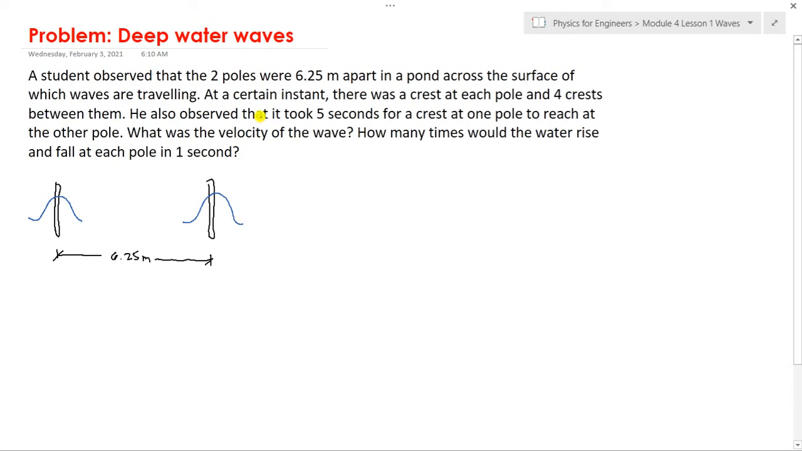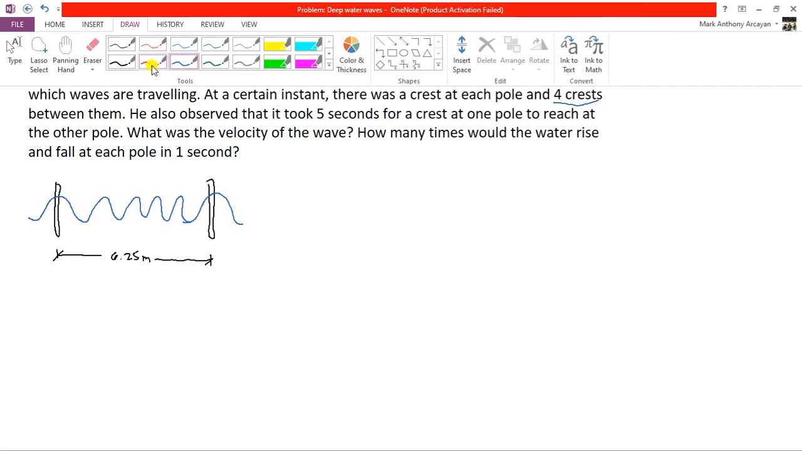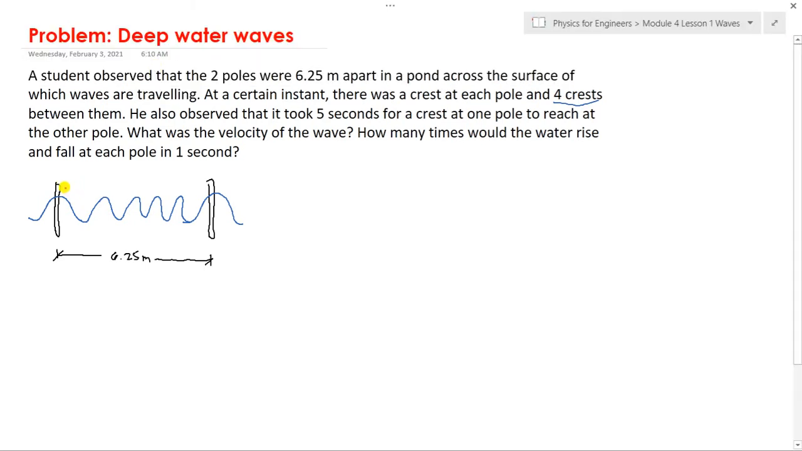Okay. Next, at a certain instance, there was a crest at each pole and 4 crests between them. So we draw 4 crests: 1, 2, 3, 4. Okay, we now have 4 crests. Then he also observed that it took 5 seconds for a crest at one pole to reach the other pole. So meaning, this first crest is moving, it travels from one pole to the other, and it took this wave 5 seconds before it reached the second pole. So the time is 5 seconds.